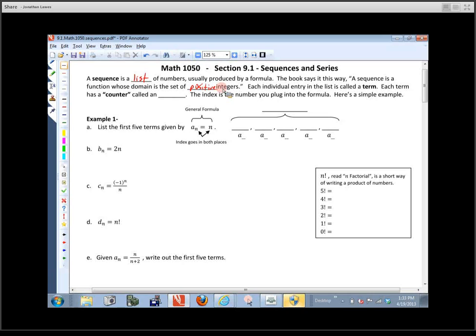Okay? So each individual entry in the list of numbers is called a term. And each term has a counter. And that counter has a technical name. It's called an index. Okay? But you can think of it like a counter, like I was describing. The 1 says it's the first term, 2 says it's the second term, and so forth. Okay? So we're going to go through several examples. The first one's really easy, and then they get a little bit more difficult.